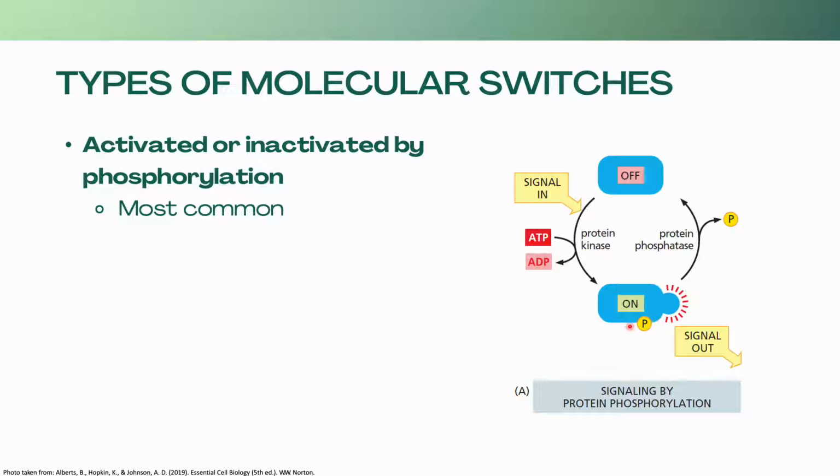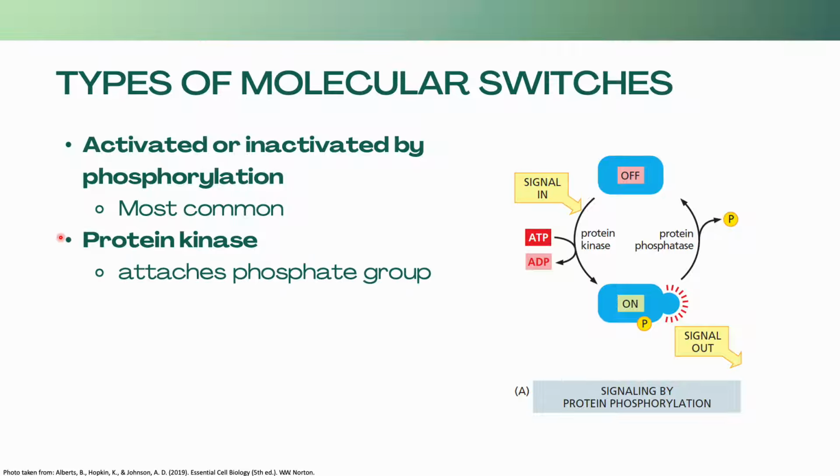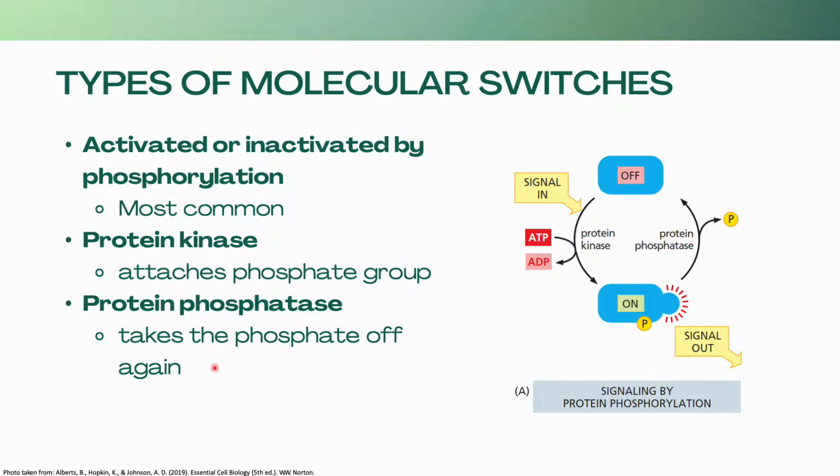Two other proteins are responsible for controlling these types of switches, and the first one is called protein kinase. This is the protein that attaches a phosphate group to our molecular switch. It takes this phosphate by hydrolyzing ATP into ADP. The next protein is called protein phosphatase, and it does the opposite. Instead of attaching a phosphate group, it takes off a phosphate group. By taking off the phosphate group, we are inactivating the molecular switch.